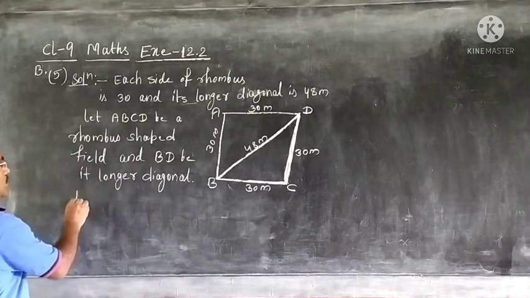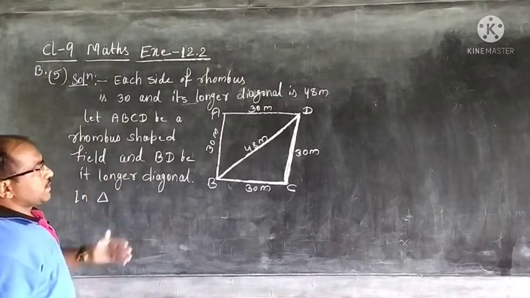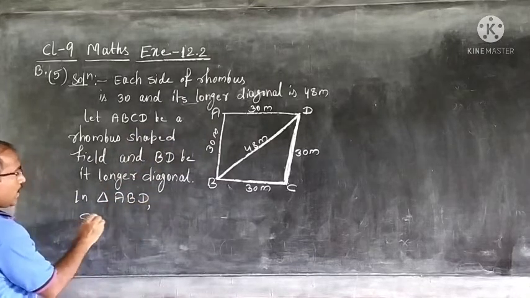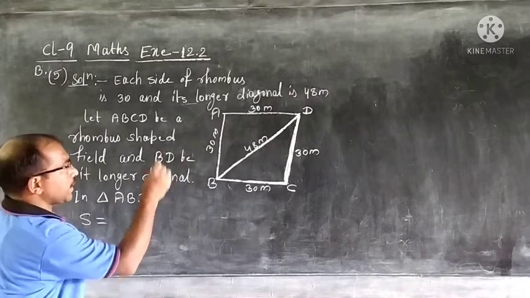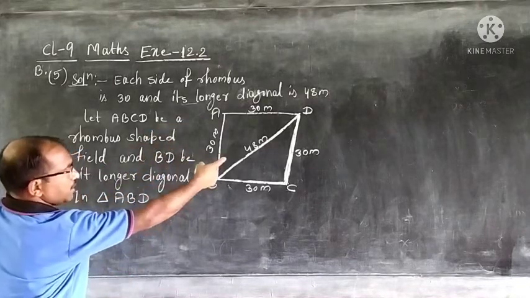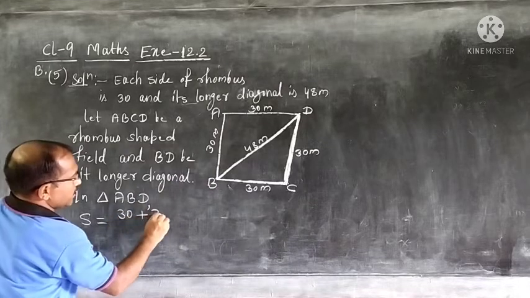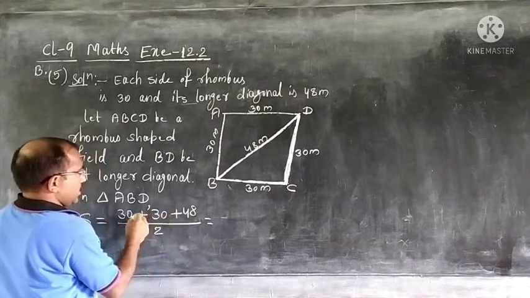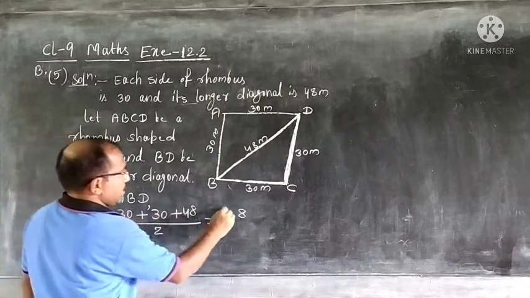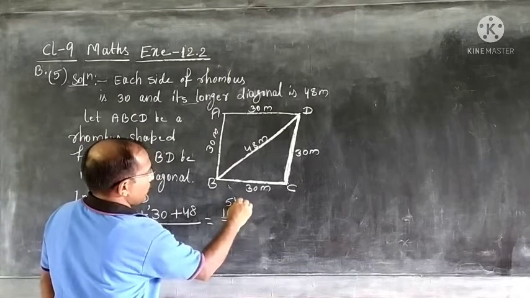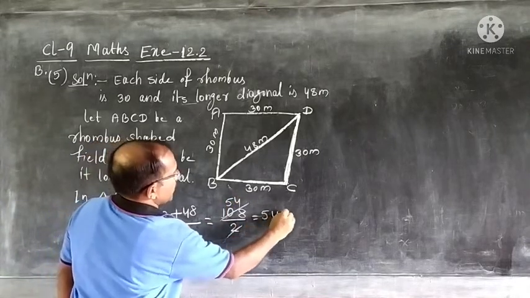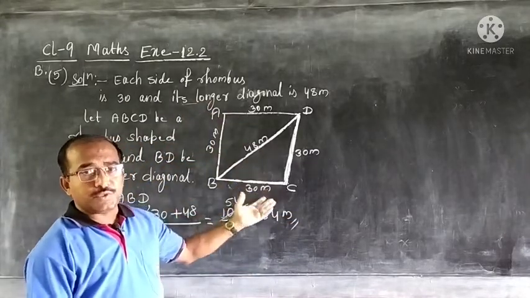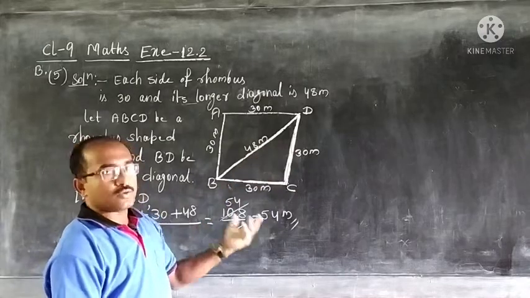So let us go in triangle, in whichever triangle, it is up to us. ABD, in triangle ABD we are going to find the semi perimeter. We will use Heron's formula for finding. First side 30, another side 30, and third side 48. So 30 plus 30 plus 48 by 2, that is 108 by 2, we get 54 meter. What is this? Semi perimeter of one triangle. So surely the semi perimeter of the other triangle also will be the same, because this side is also common.